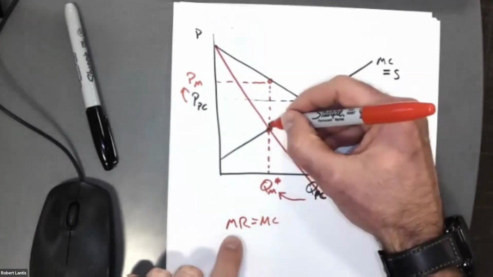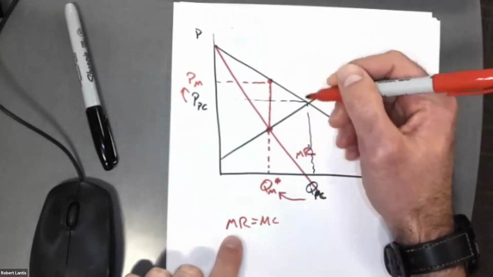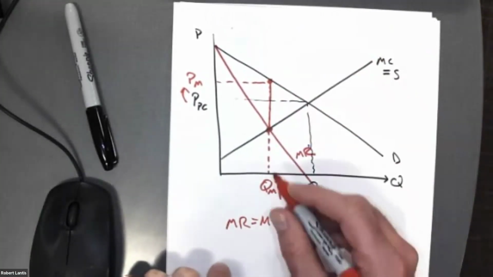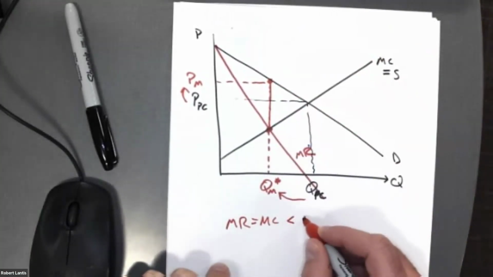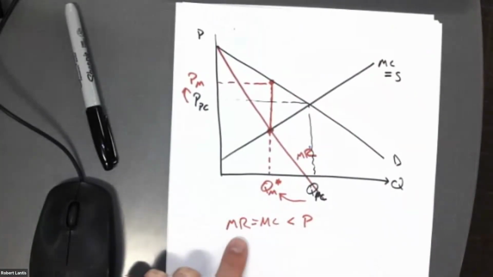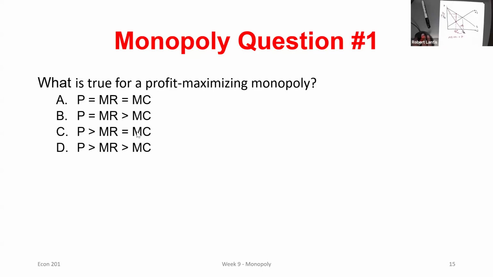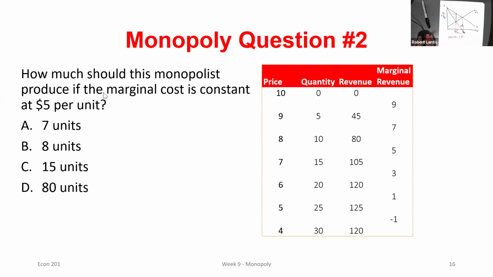However, what will always be true, because we're going up to the demand curve, and the demand curve will always be above our marginal revenue curve, is that the price we set will always be greater than our marginal revenue and our marginal costs. So yes, our marginal revenue will be equal to the marginal cost. That's that profit maximizing rule. However, the price we set, we go up to the demand curve, so the price will be greater than both those values.